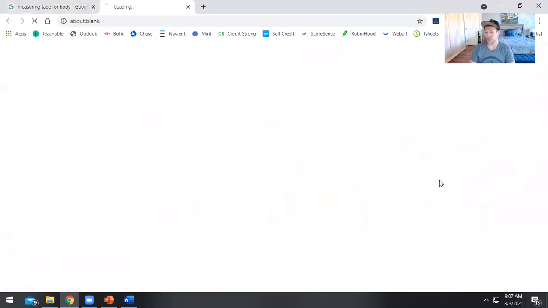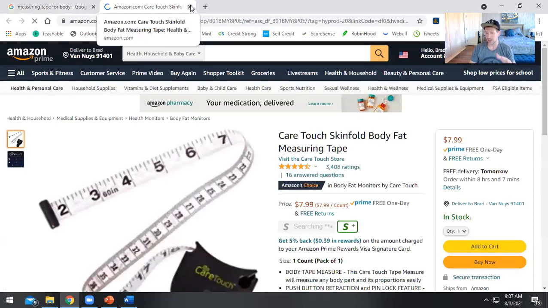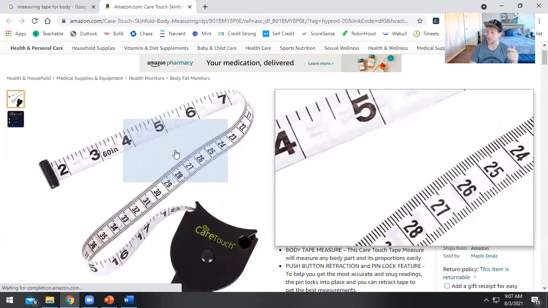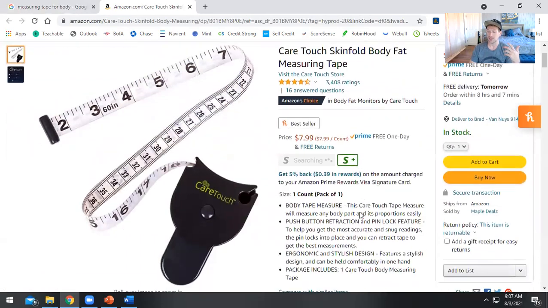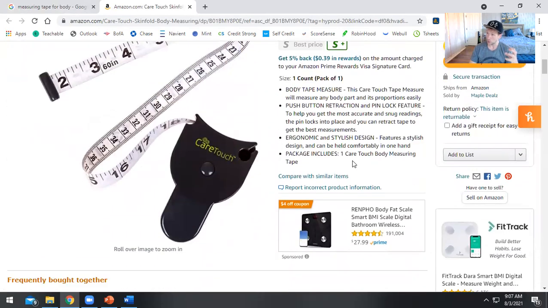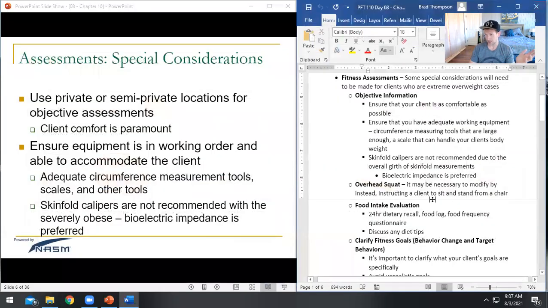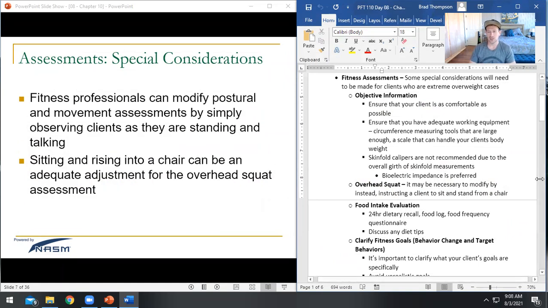But when you use this, every time you measure your client in the future, you are always giving them the same amount of tension. There's not really going to be a time where you pull harder than another, and all of a sudden your client gained a couple inches. So make sure your equipment's in working order. If it does have that button, make sure that button works and things like that. Always beforehand, right?